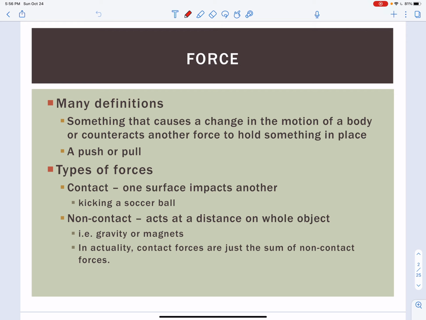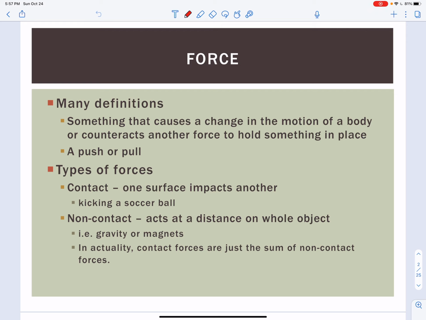Now that seems like a weird little addendum to throw on there at the end, but you'll see why a little bit later. Another simpler definition of a force, of course, is just a push or a pull on an object. There are two basic kinds of forces, and we say that you have contact forces where you actually touch another thing, like kicking a soccer ball, like throwing something, like slapping your hands together.